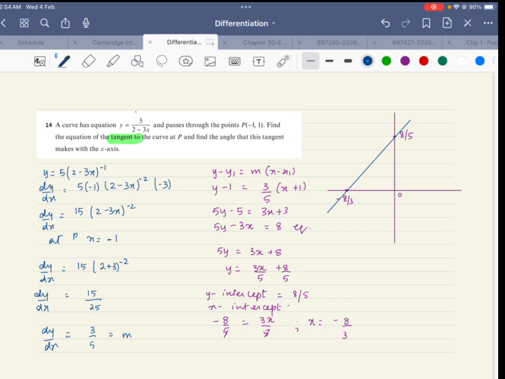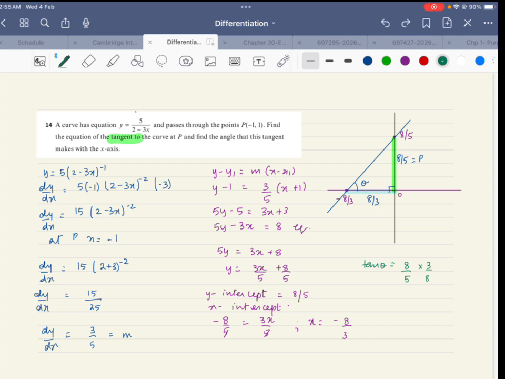Now we can see that this is a right angled triangle. This length here is 8 upon 5. We want the angle with the x-axis, so this becomes the perpendicular. This length here is 8 upon 3. We can apply tan theta equals 8 upon 5 divided by 8 upon 3. So we multiply it by 3 upon 8, and one of them is negative.